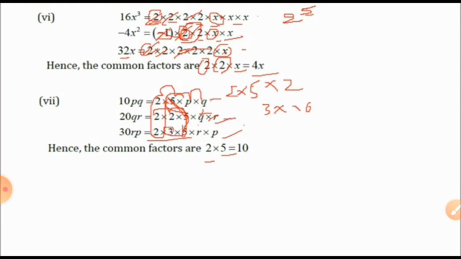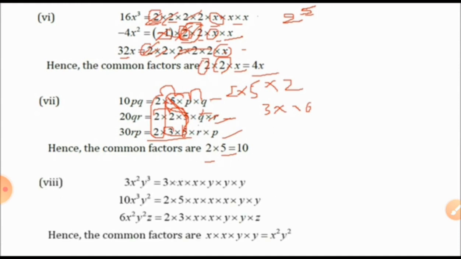Good. Yes, my dear student, that's the right one. You know these. No variables are common for each term. 3x square y cube, 10x cube y square and 6x square y square z. Factorizations are given here. Out of that we can find that x square and y square are common in all terms, because 3, 10 and 6 have no common factors. So the final one is x square and y square.